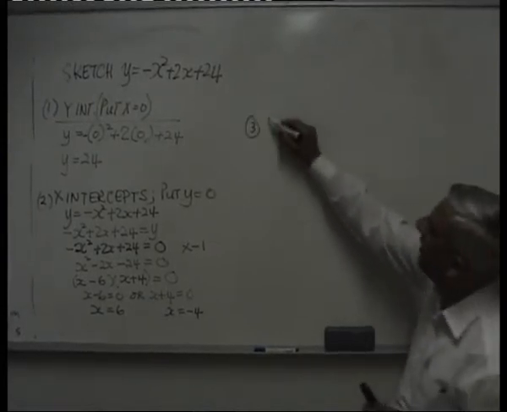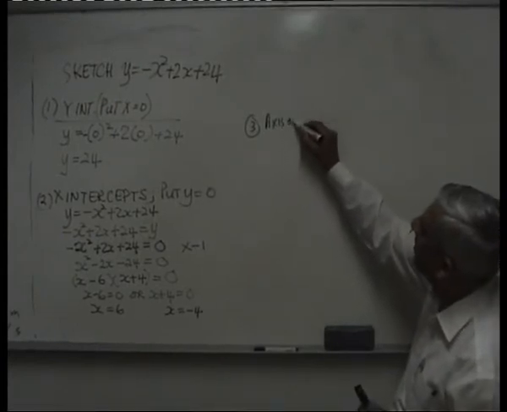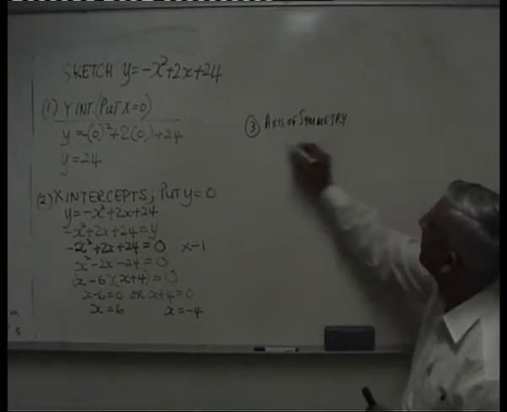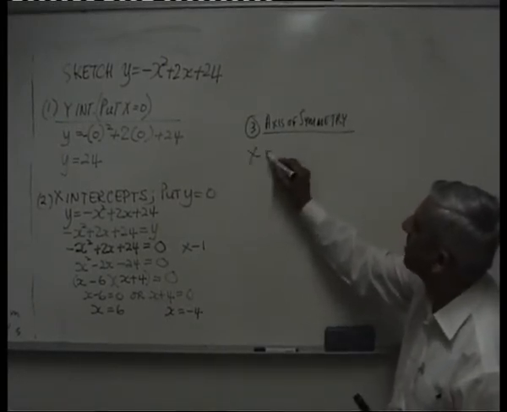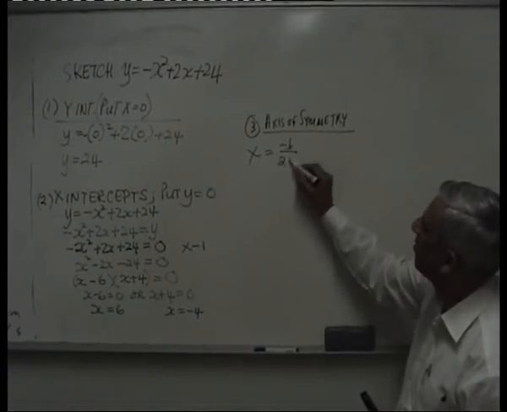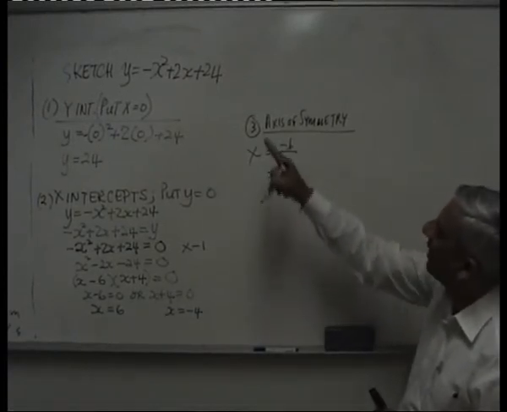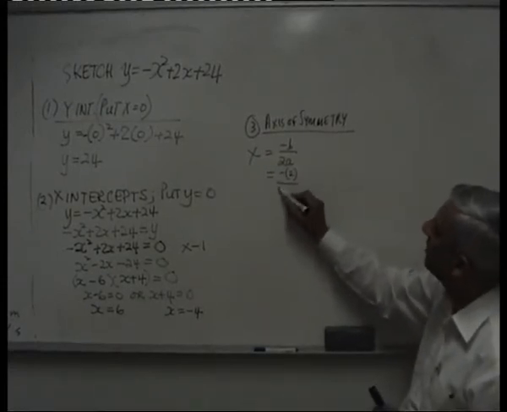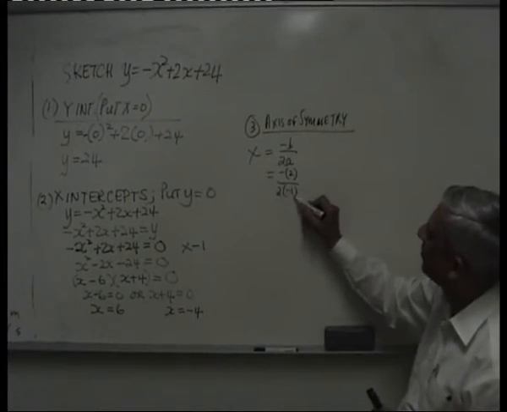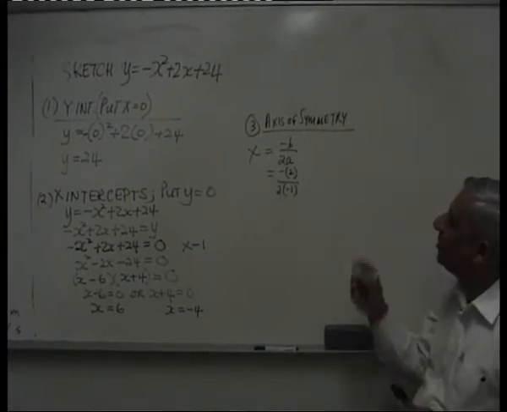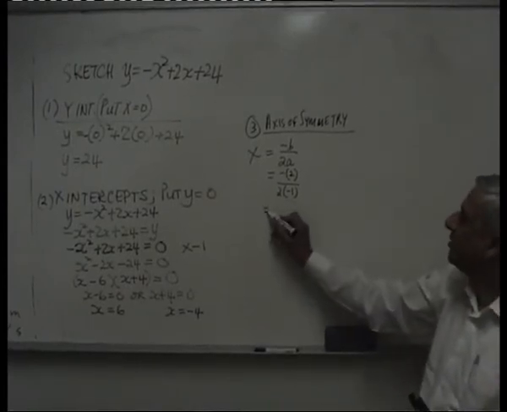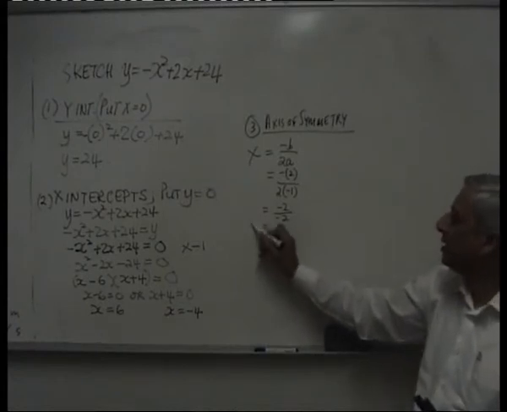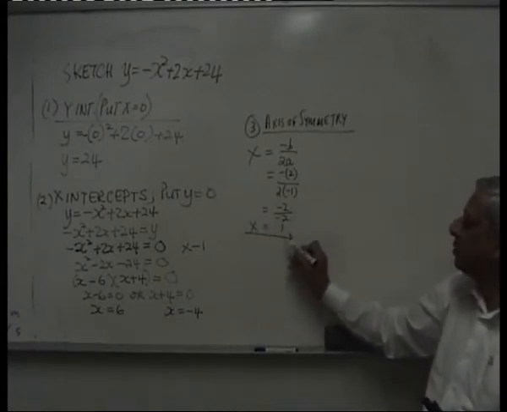Right, now we're trying to find the axis of symmetry. So you say x is equal to minus b over 2a. Right, so if you look there, minus into 2 all over 2 into negative 1. Remember, I'm picking these up from the original question. So that gives you minus 2 over minus 2, finally 1. So your axis of symmetry, x is equal to 1.